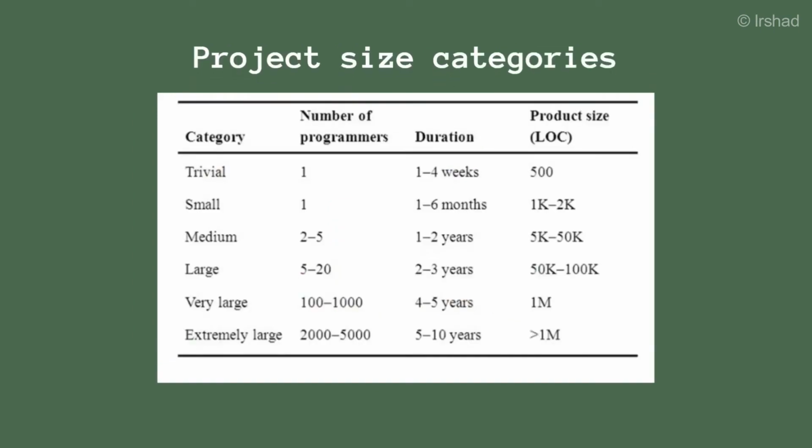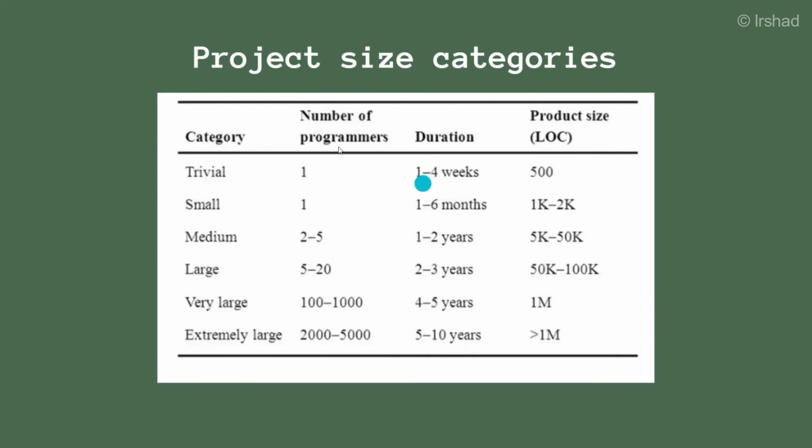Here you can see the project size categories. We have different categories for projects, like trivial, small, medium, large, very large, and extremely large. Trivial needs just one programmer, and the same for small, and for very large we need 100 to 1000 programmers. And this is the duration of development, that's the total development time.